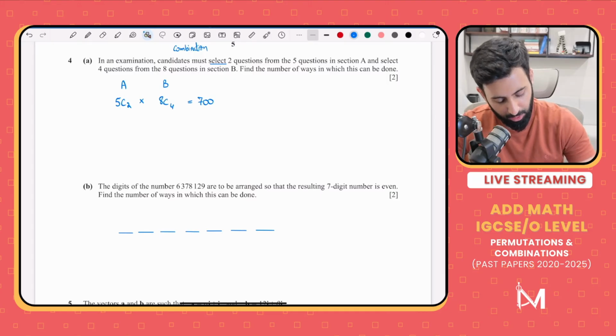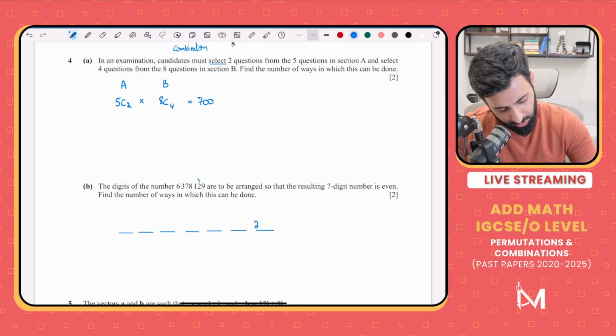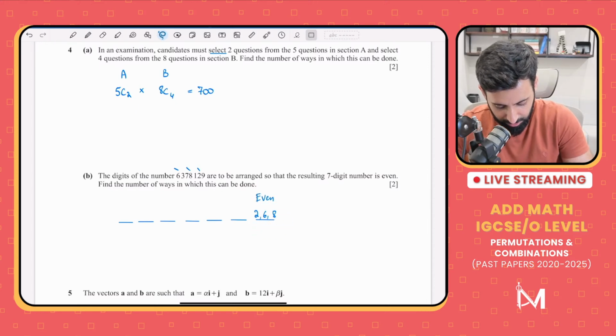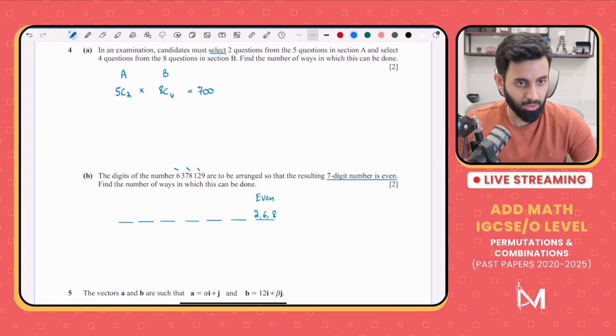Now, if you wish to make this number even, that means you could have 2 as the last digit, you could have 6 as the last digit, or you could have 8 as the last digit. That's the only condition that you have to make sure of. You have to make sure that the number is even. You don't have to make sure whether it's greater than so and so. No, the only condition is that the 7-digit number is even.